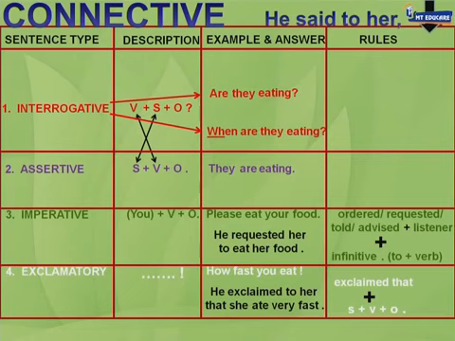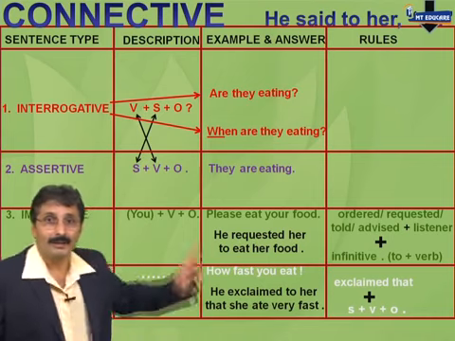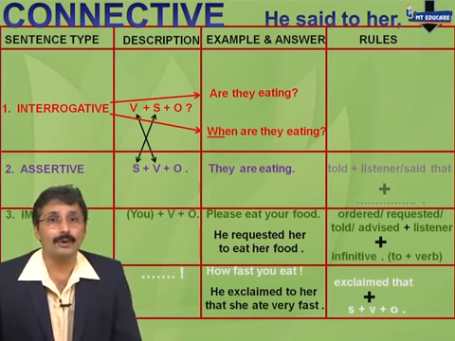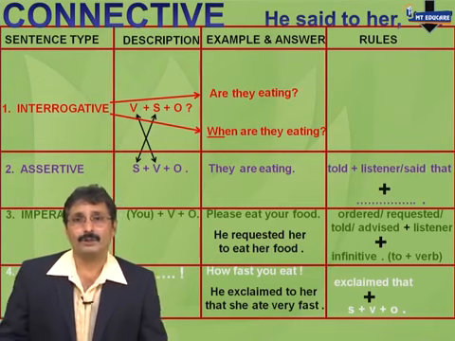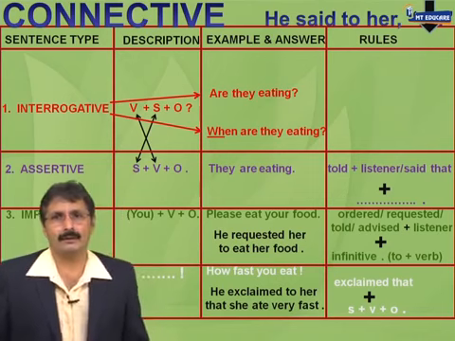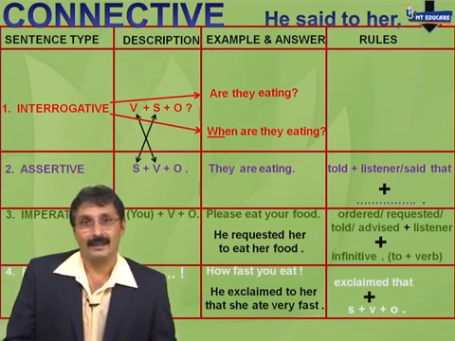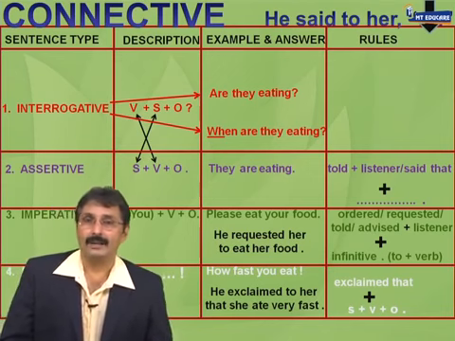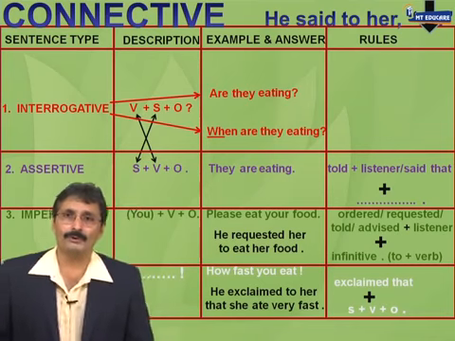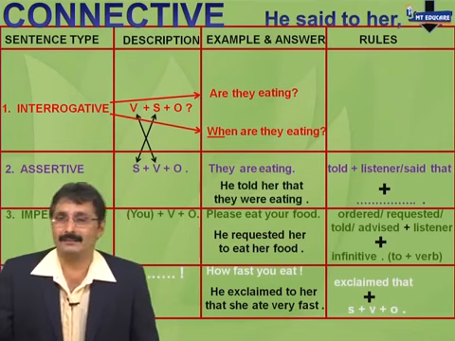And now let's look at the assertive sentence on your screen. He said to her, they are eating. The assertive sentence. Here we are, and your rule is very, very simple. If there is a listener, he told her. If there is no listener, for example, he said, they are eating, then he said that. If there is a listener, then told that. If no listener, said that. Are we clear with that? And of course, S plus V plus O, full stop. So here is my answer. He told her that they were eating.